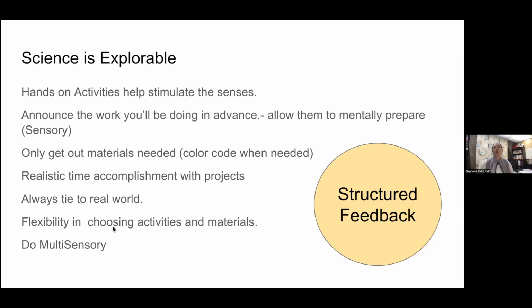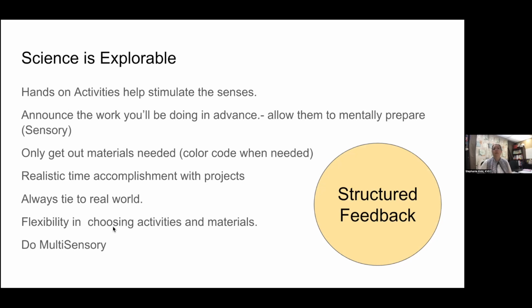What colors did you see? What was something you noticed that changed? Those kind of things that happen. Everybody's got pictures of what happens with the flooding and those kind of things. So if we're doing something in science with the water cycle and erosion and those kind of things, we can use some of that. But also announce the work that you're going to be doing in advance. Allow them to mentally prepare for it, sensory wise, and only get out materials that are needed, right, when they're working with science. This is some of those things that we want to keep in mind, that we don't want to overstimulate them. So maybe only have the materials out that they need and color code things when needed.